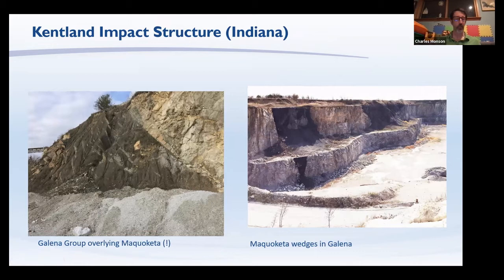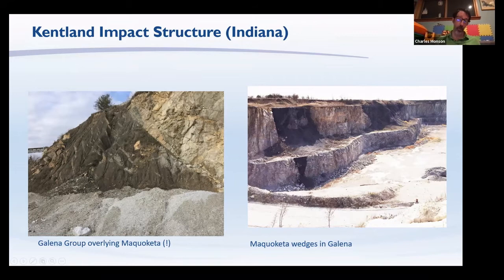And you see some really bizarre things there. You see stuff thrown up at weird angles. Like over here on the left, you can see ordinarily flat-lying Galena and Maquoketa tilted up at 45 degree angles, but that's not the most interesting part. The most interesting part is the younger Maquoketa is over here underneath the older Galena. It's not 45 degrees. It's flipped over, 135 degrees elsewhere in the crater.